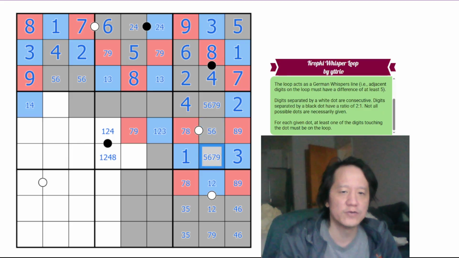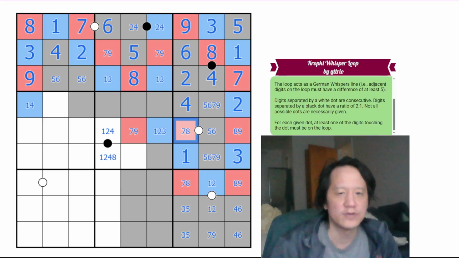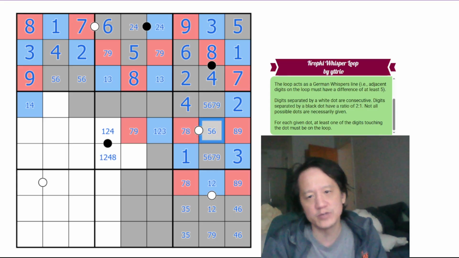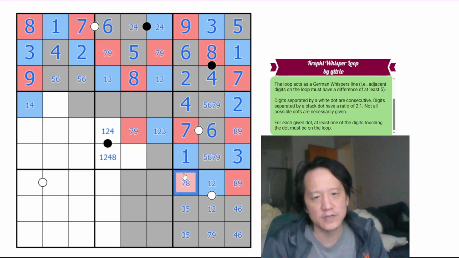This can't be 7 or 9. We have 5 and 6 next to 7 or 8. This must be 6 and 7 to be consecutive. So this is 6, that's 7, which makes this 8, which makes that 9, which makes that 8.